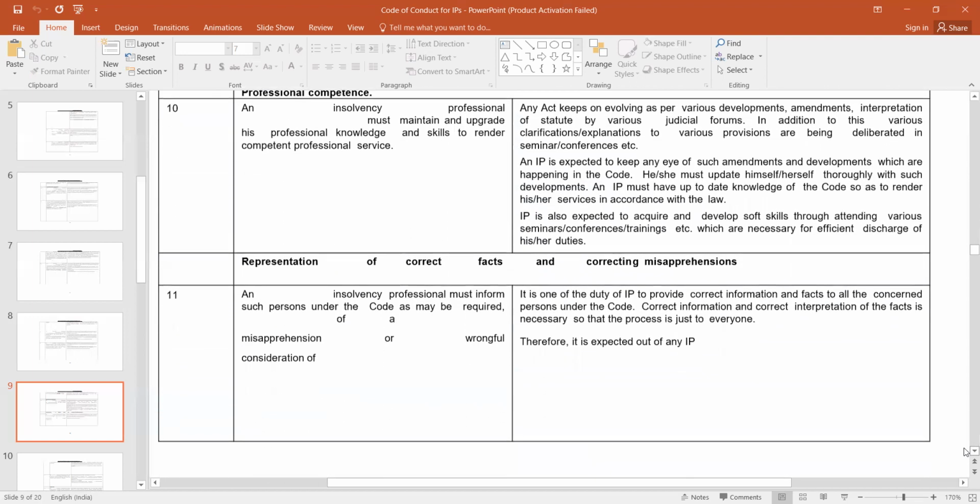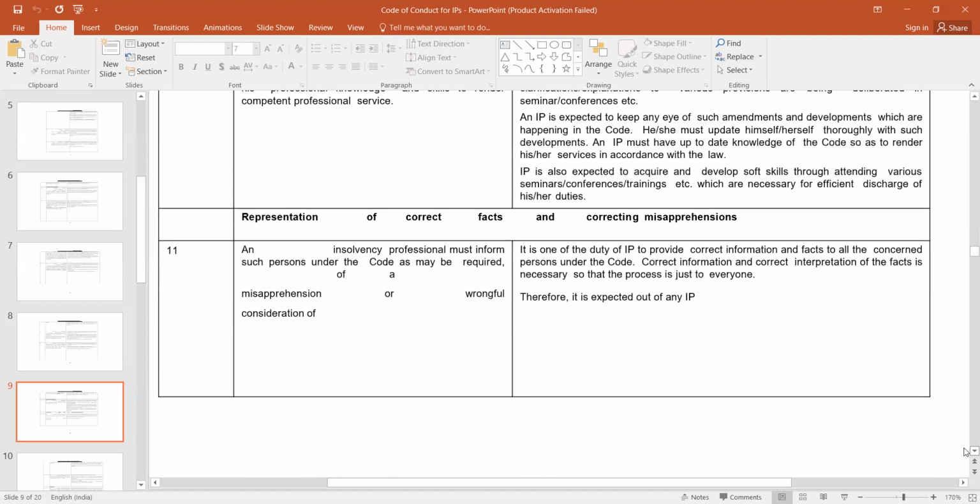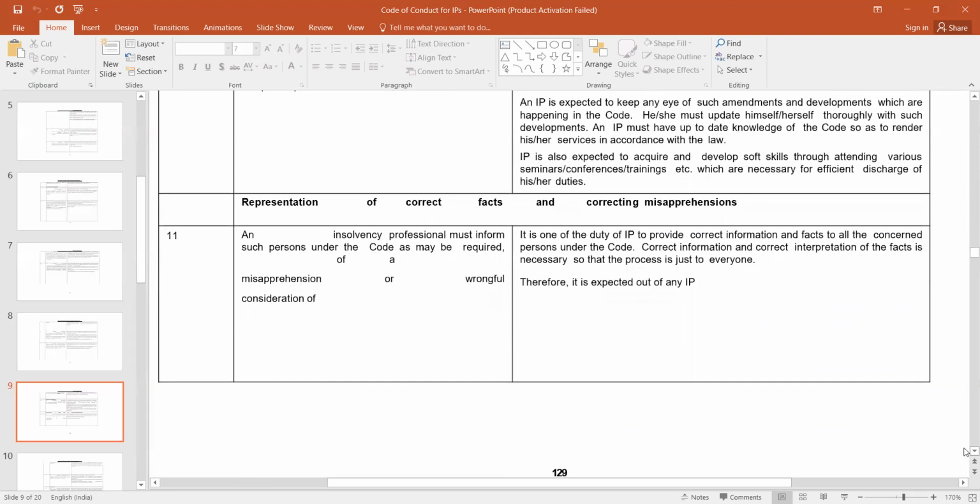Then is representation of correct facts and correcting misapprehension. First of all, you have to represent the facts in a correct manner. And if there is any misapprehension in the mind, because you are a communicator also as an IP, and as a communicator, you are required to communicate through various means. You are convening the meetings, you are chairing the meetings, you are floating various communications. And you have to make this communication beyond any misapprehension.